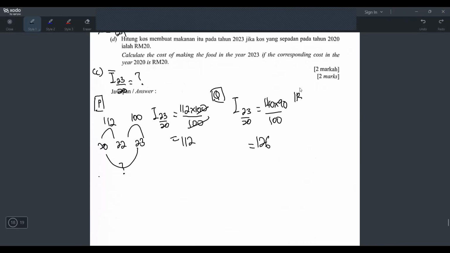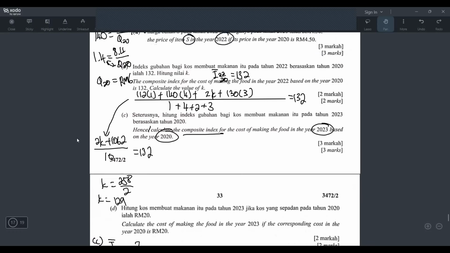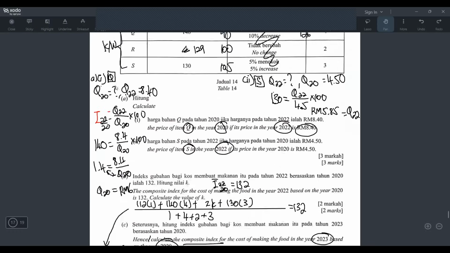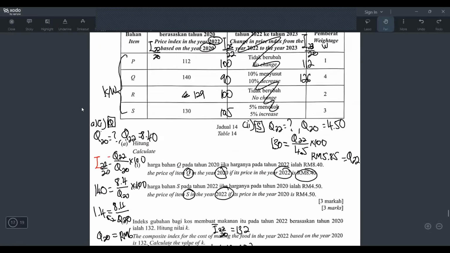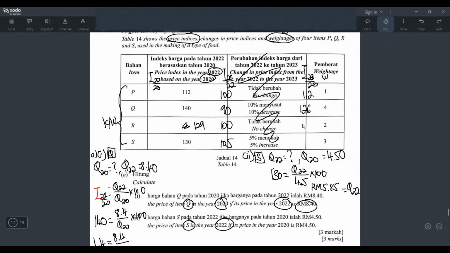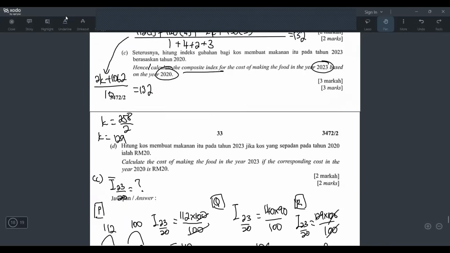And then for R, the I for 2320. Okay, separate second ambil what? 129 times 100 divide 100. Okay. 129 times 100 divide 100 and you will get 129 because the 100 cut. So this one 129 I have to write here. Okay, for the last one you have to show the working here also.